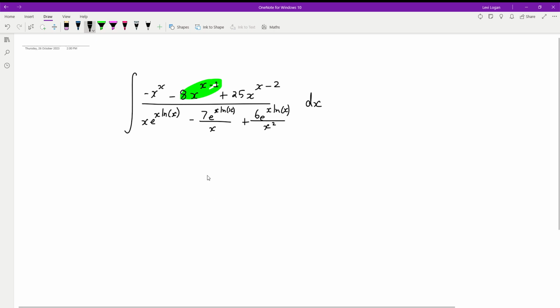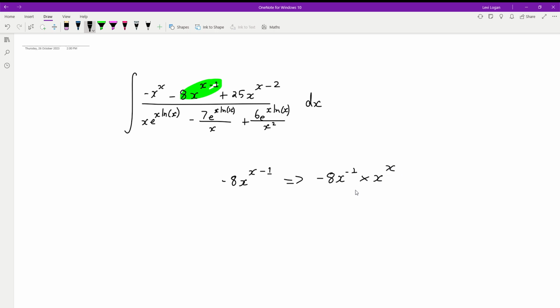Let's say I wanted to factor out an x to the power of x. Because do you agree, if we have negative 8x to the power of x minus 1, that is the same as negative 8x to the power of negative 1 times x to the power of x? Because if you were to multiply those, you would add the indices and you would get this corresponding thing.